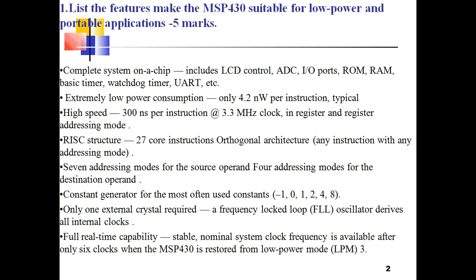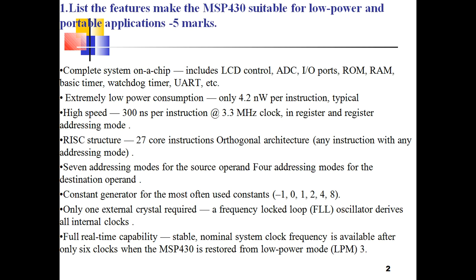Next feature is 7 addressing modes for the source operand and 4 addressing modes for the destination operand. In total you have 7 addressing modes to operate on the source operands, and 4 addressing modes for the destination operands. It has constant generators for the most often used constants. In MSP430 it gives some constant generator values. Those values are -1, 0, 1, 2, 4, 8.